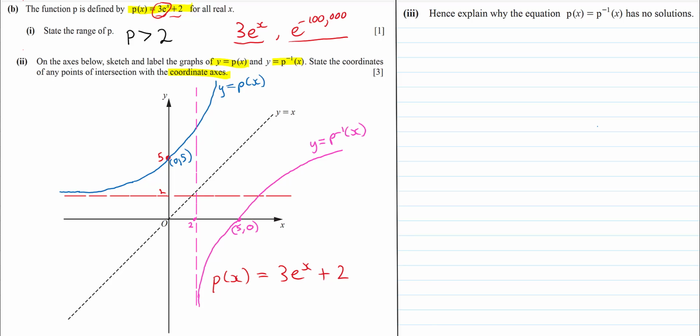For part 3, it says, hence explain why the equation p of x equals p inverse of x has no solutions. Looking at our sketch of those curves, we can see that they don't intersect. So all we need to say is the graphs do not intersect, therefore there are no solutions. So we'll write that in. And that finishes off question 9.